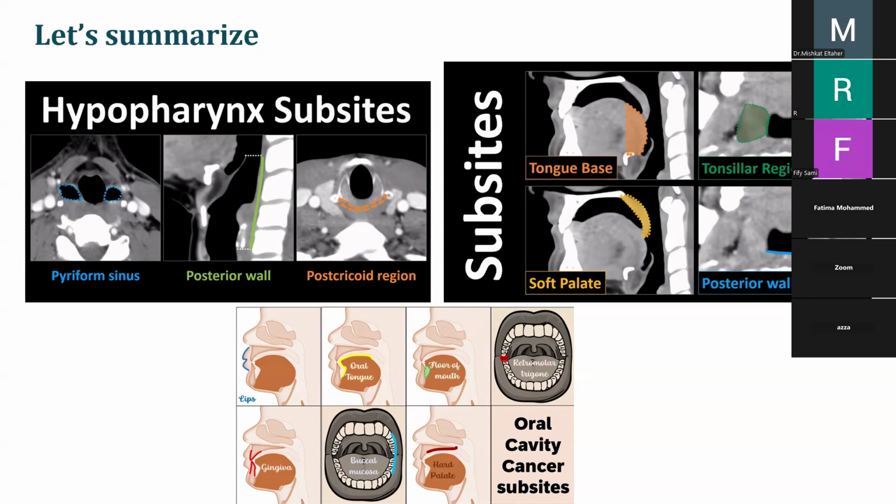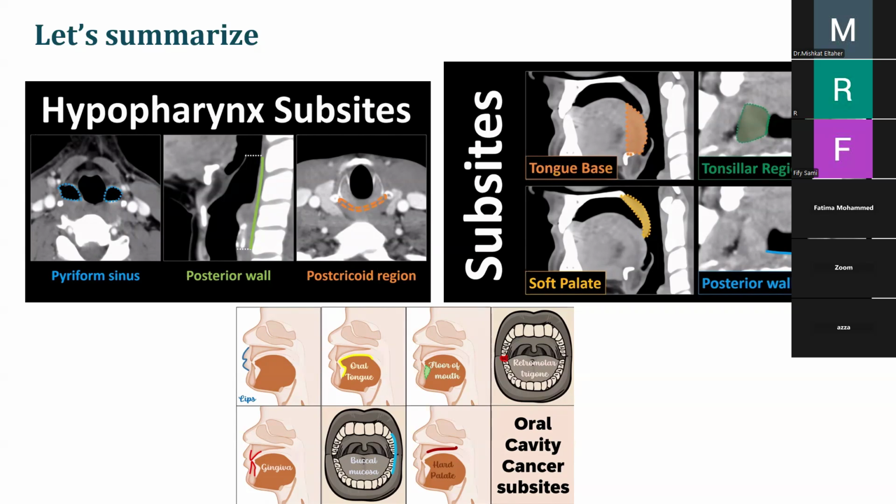While the posterior pharyngeal wall tends to spread submucosally and across the midline. Prevertebral fascia invasion indicates advanced, often unresectable disease, while the last subsite, the postcricoid region, frequently extends into the cervical esophagus and is associated with late presentation and a less favorable prognosis.